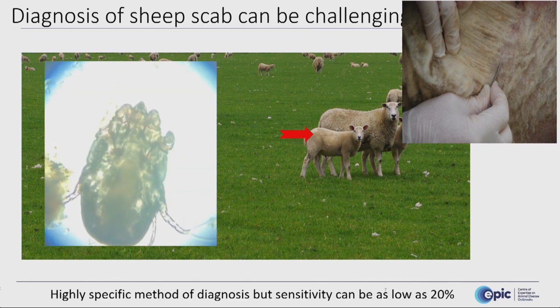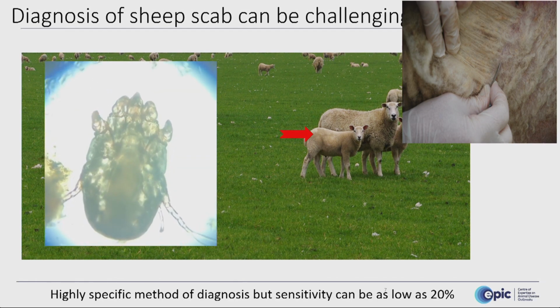However, that method, because if you don't see a lesion, where do you take a skin scraping from? And we've shown that even in infested animals, finding that lesion can be really, really difficult. So where do you get a skin scrape from? It's because that method has a sensitivity that can be as low as 1 in 5. That's much, much worse than a coin toss.